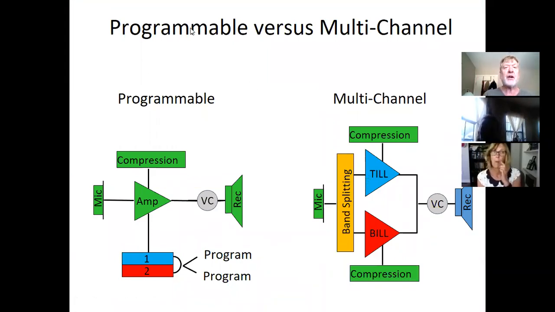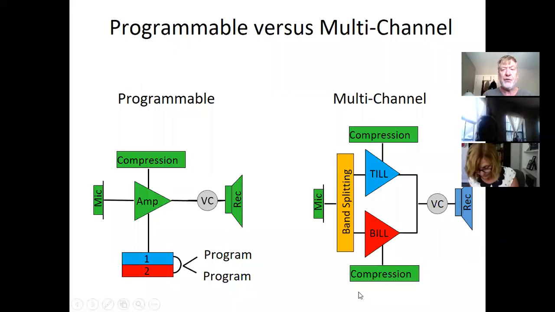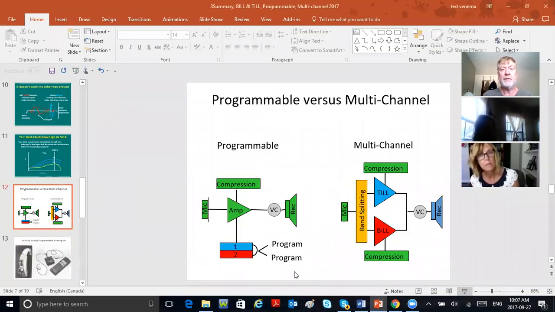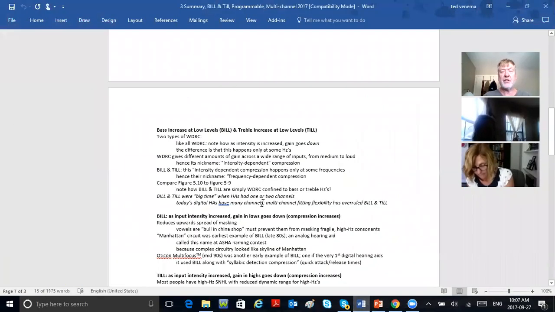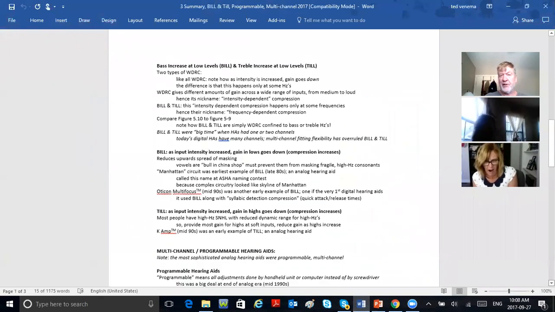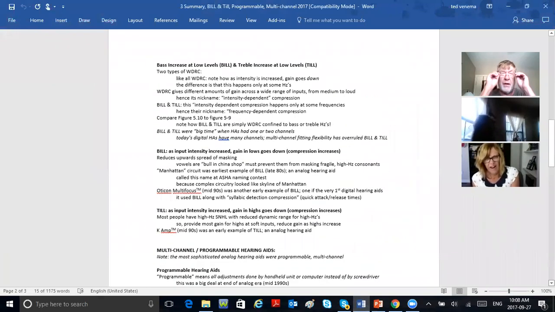Let me stop sharing and look at your notes for just a second here so that we can see what we've got regarding the notes. Okay? Let's see where Bill and Till are talking about here. So this is what we wrote about it. I showed you the slides. Now let's look at what we wrote about it. Bass increase at low levels, treble increase at low levels.